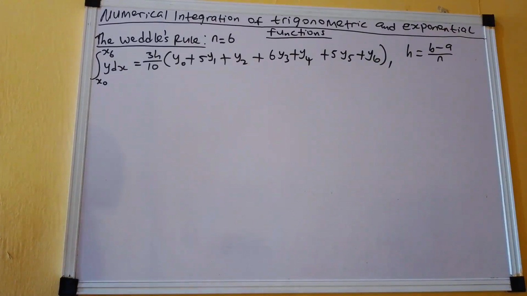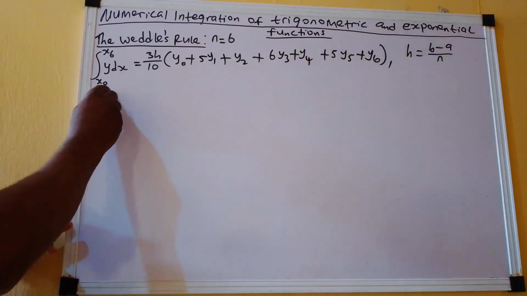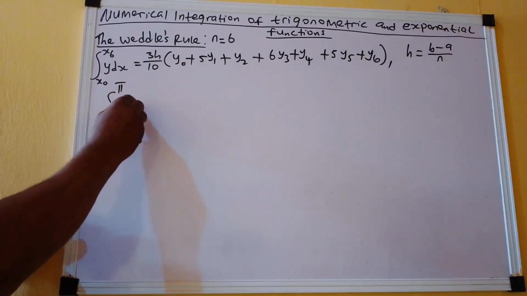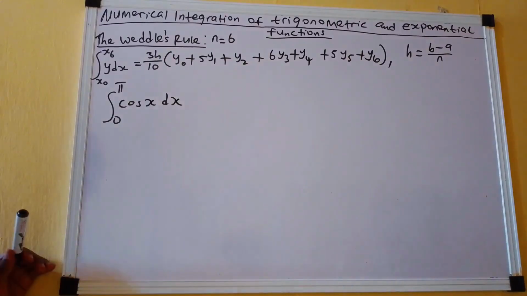So we shall be looking at the solution of trigonometric and exponential functions, integrating them numerically. Now, before we move further, let us quickly take a simple problem. If, for instance, you are given a problem like this: integral from 0 to pi of cos x dx. Now, this is a definite integral and it has a trigonometric function, cos x.